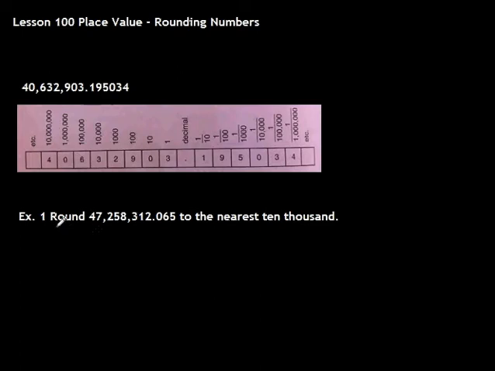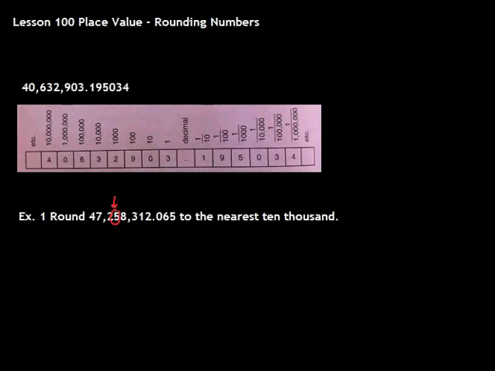Alright, look how easy these are. You're supposed to round this number, 47,258,312.065, or you could say the 65 thousandths, to the nearest 10,000. So what you do is you find the 10,000s place. Well, if this is hundreds, your 10,000s would be right here. So you circle the one you're going to deal with. So we want to round this number right there, the 5.